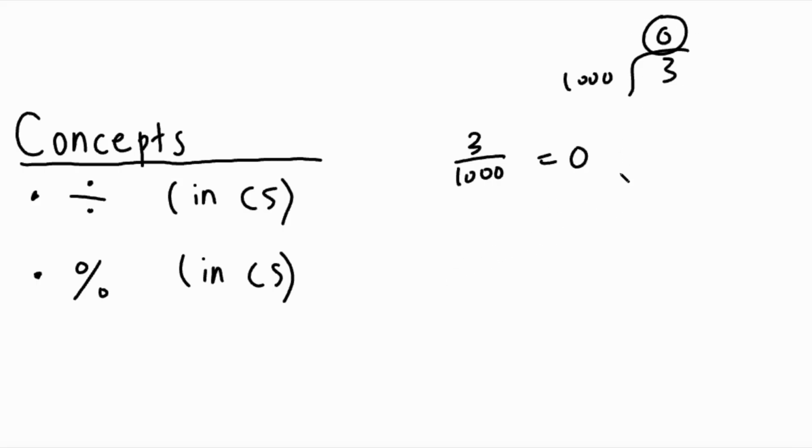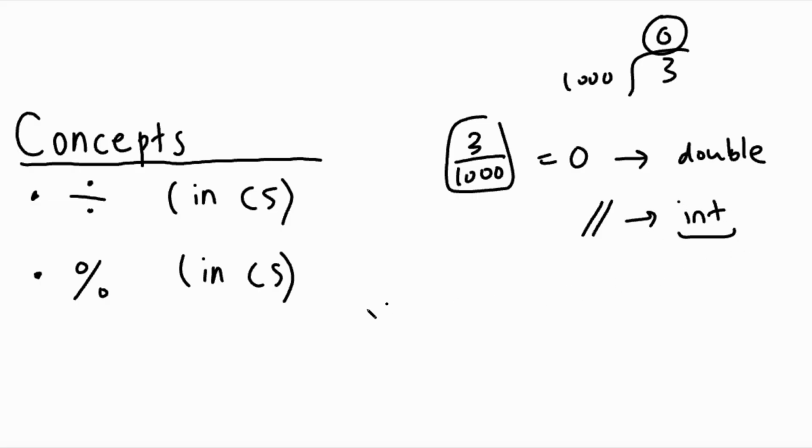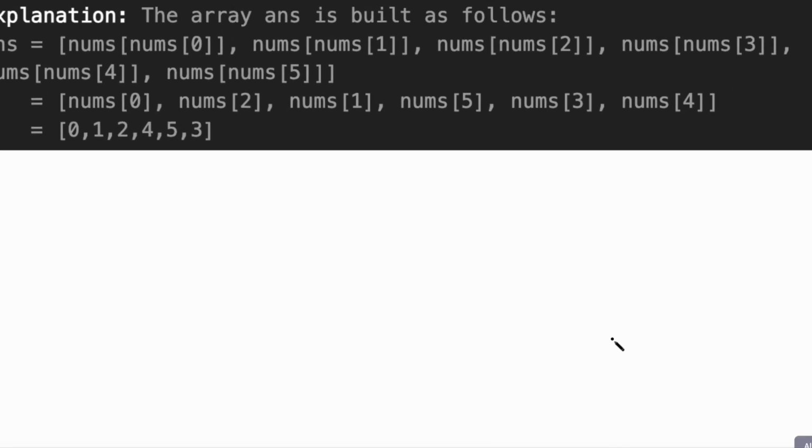And in Python, that is a double, right? Anything that's divided will result in a double, but if we do double slash, it will result in an int. But that's just a small subtlety. The modulo works exactly how it should. It gives the remainder. So 3 modulo 1000 gives 3. With this, we can solve the problem.